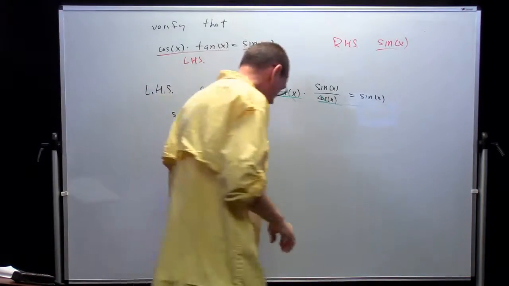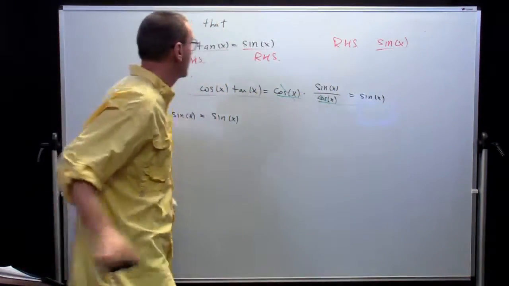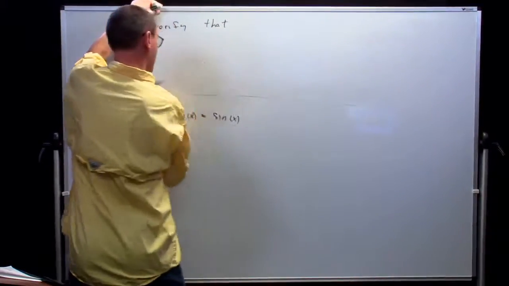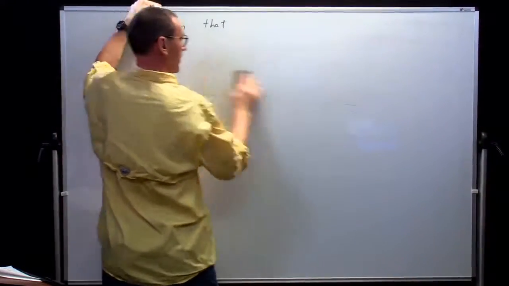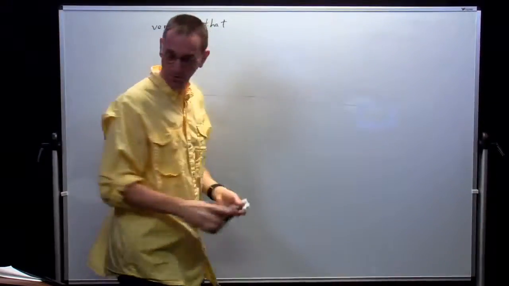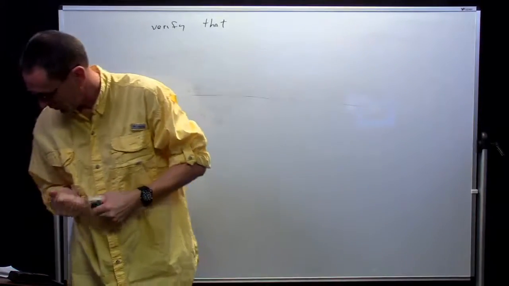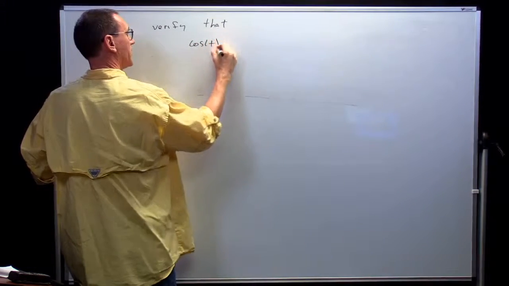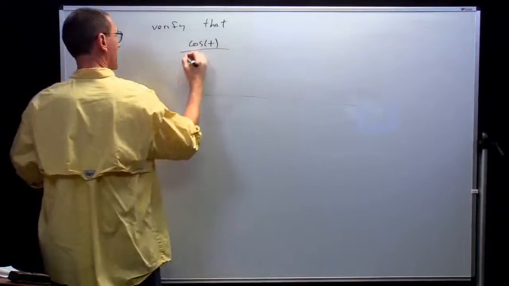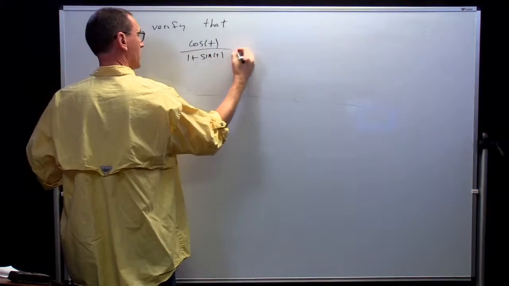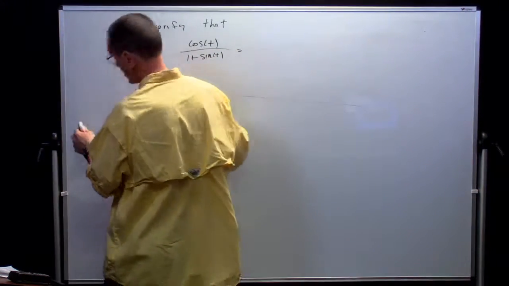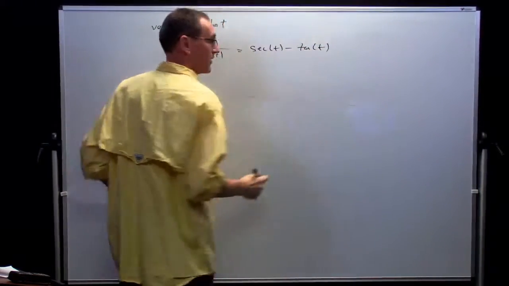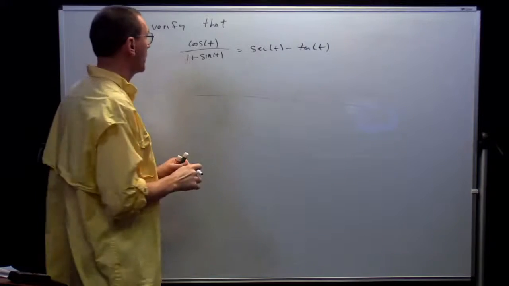Let's look at another example that's not quite so straightforward. In this next example, I'm going to have to do some algebra that involves both sides of the equation. Okay. So let's see, I'm going to have cosine of t over 1 plus sine of t. And I claim that that is the same thing as secant t minus tangent of t. Okay? So the question, is that true?